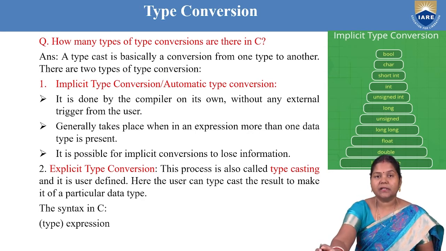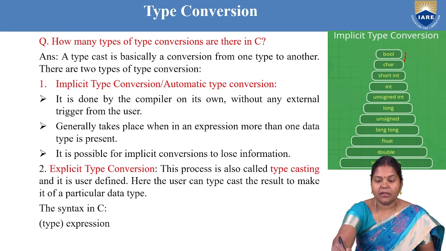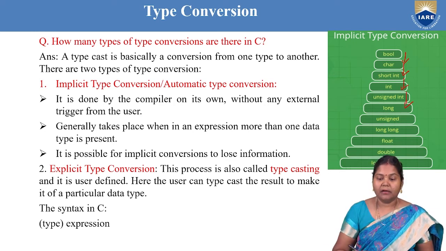If you look at the implicit conversion category, you will see the order. Booleans can be converted into char, char to short, and so on. This is the order it follows. Long to long double, or float to double, and so on. So if multiple data types are there in a single expression, they will be implicitly converted by the compiler. Then the next category of conversion is called explicit type conversion or explicit typecasting.